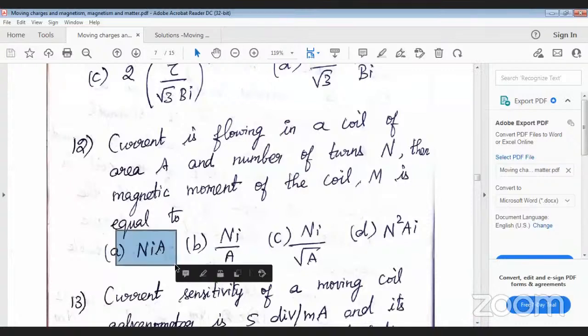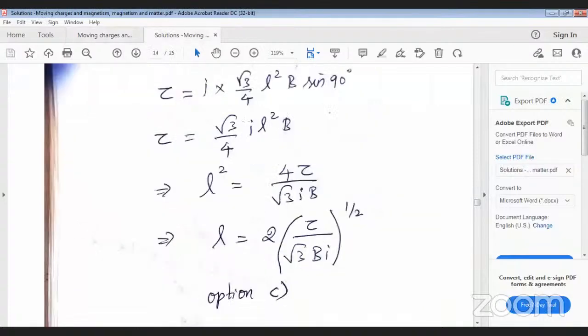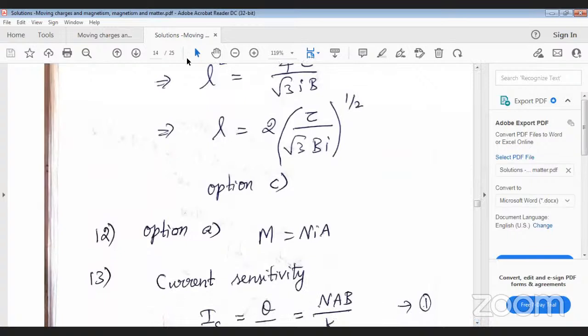So it is a memory based question. The correct option is NIA. Okay, M equal to NIA. This is the right option. I think you won't be having any difficulty in solving this.